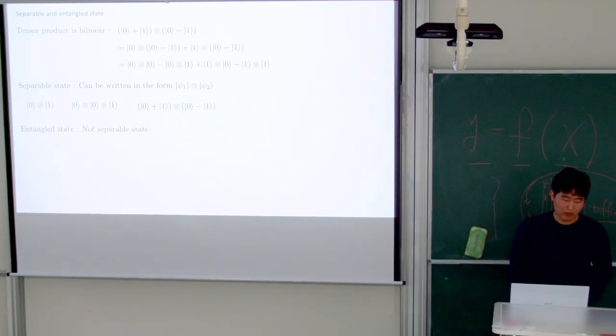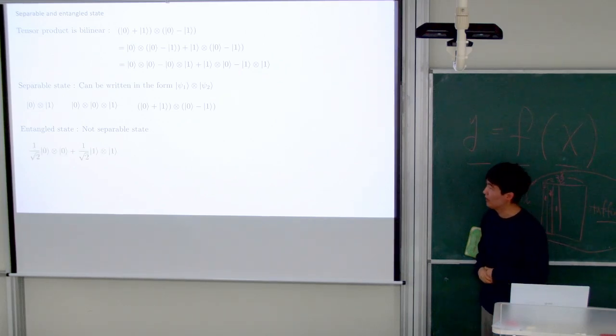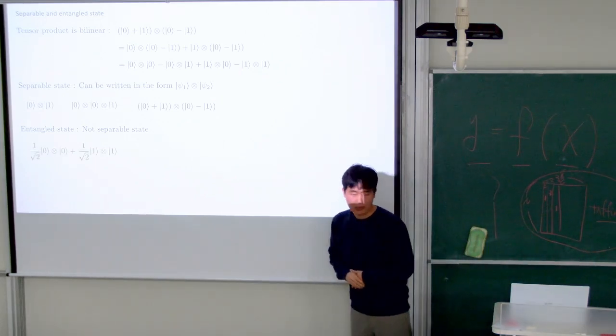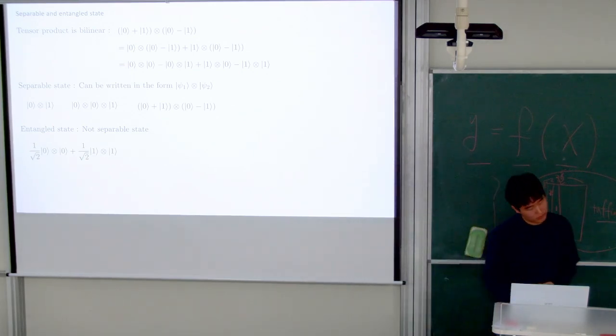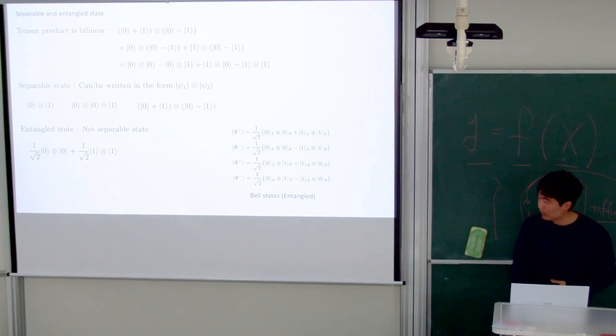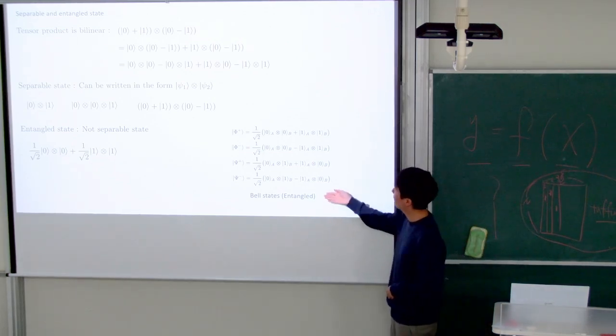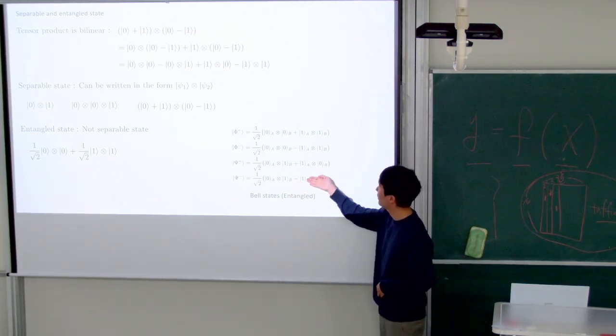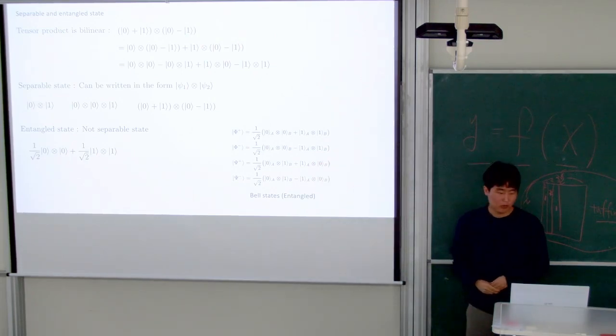So now the entangled state is defined as follows. It is something that is not separable, something that cannot be decomposed. For instance, we have this following vector, or there are famous states which are called the Bell states. They cannot be decomposed.